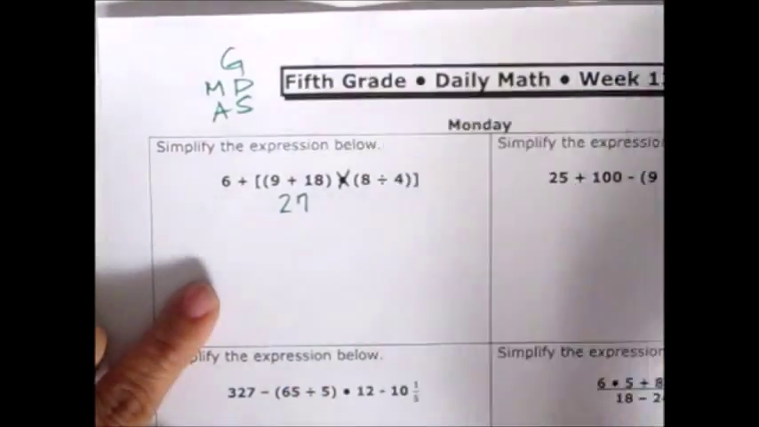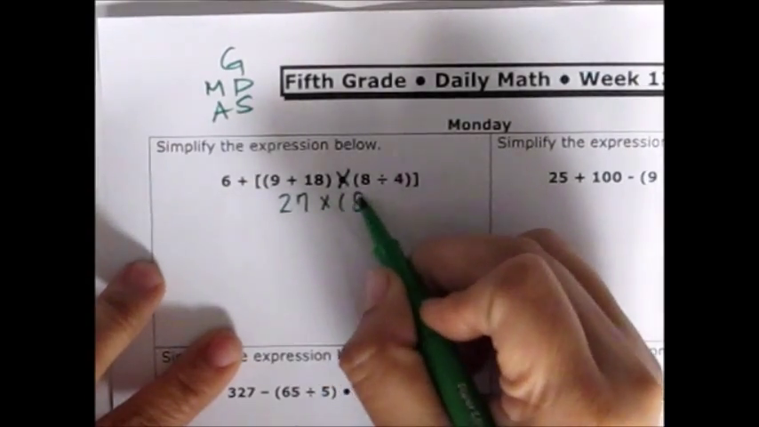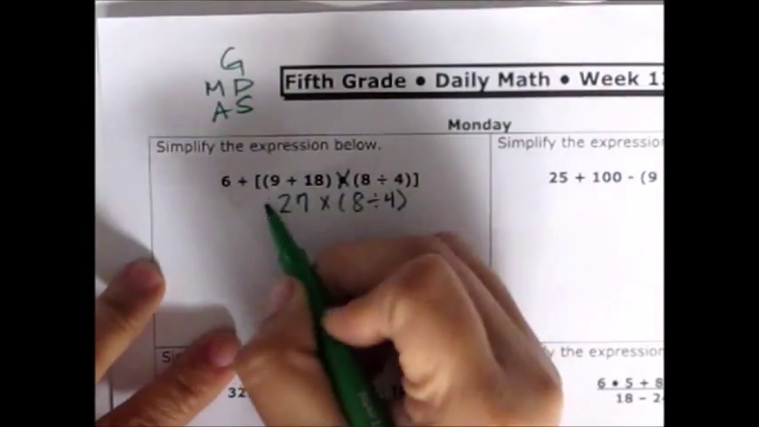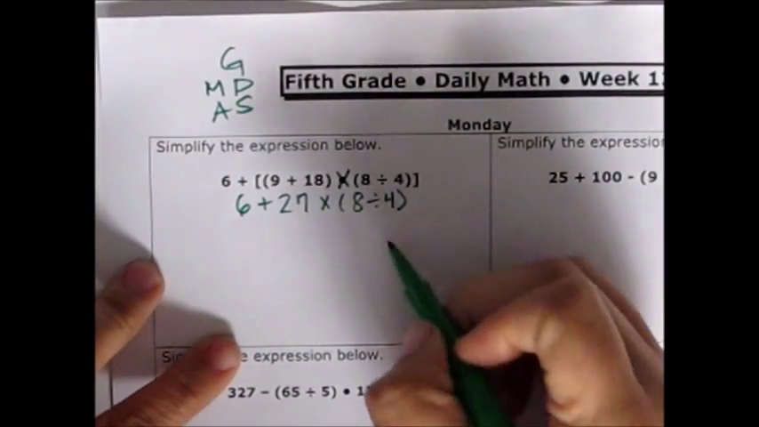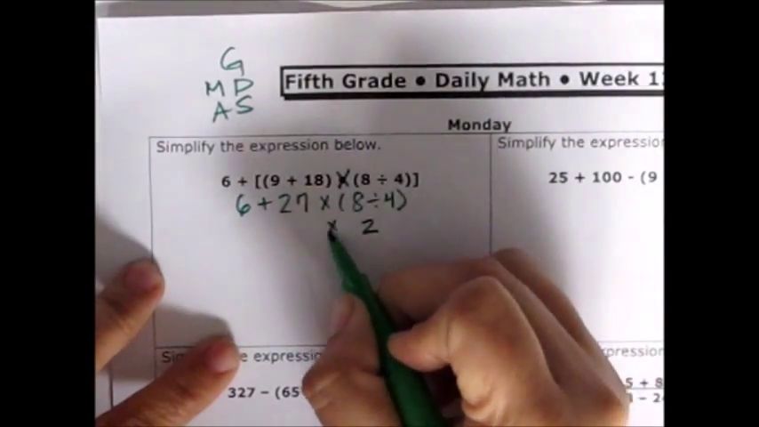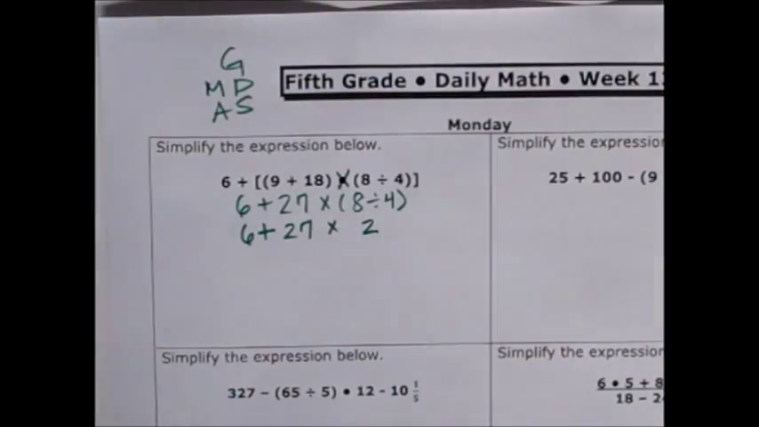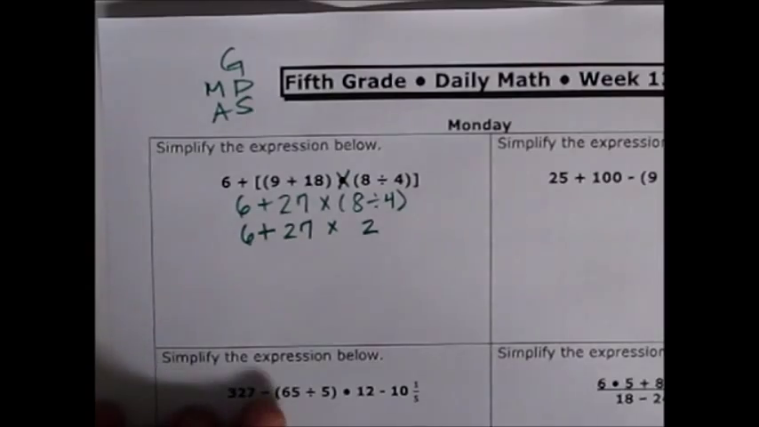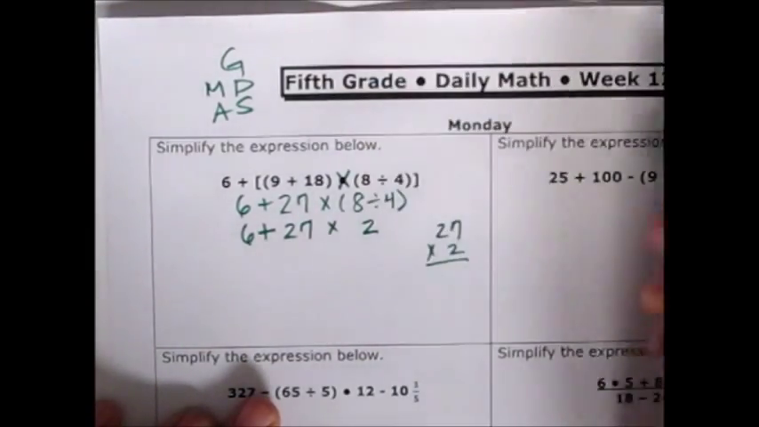I know that this big dot really means multiply, so you rewrite it. Okay, I still have a group, so 8 divided by 4 is 2. I rewrite. Now I have 6 plus 27 times 2. So I multiply 27 times 2. I'll do this to the side.